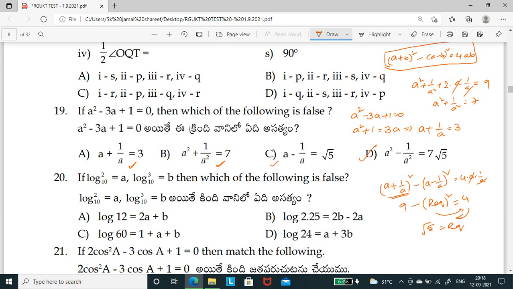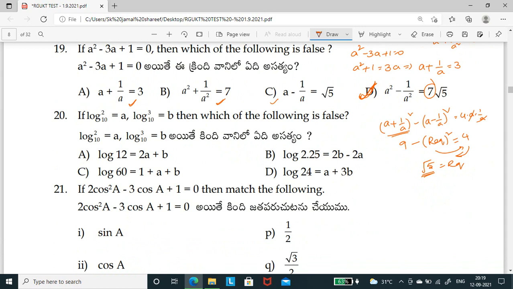Then automatically, what is left over? Option D is false. How can I obtain it? Already I have obtained a minus 1 by a and a plus 1 by a. So 3 into root 5 gives me 3 root 5. But what he has given is 7 root 5. Hence it is wrong.